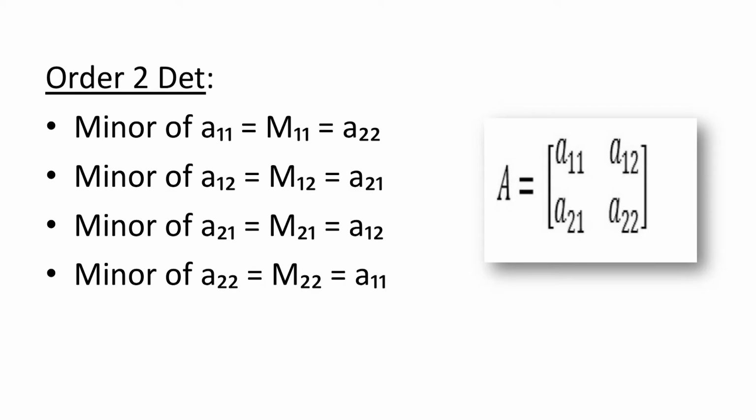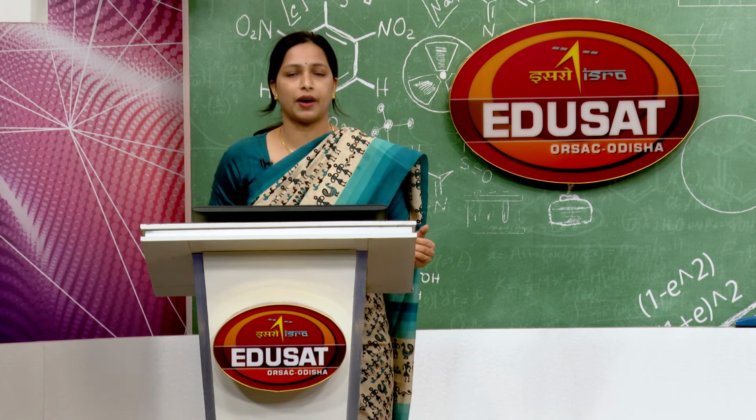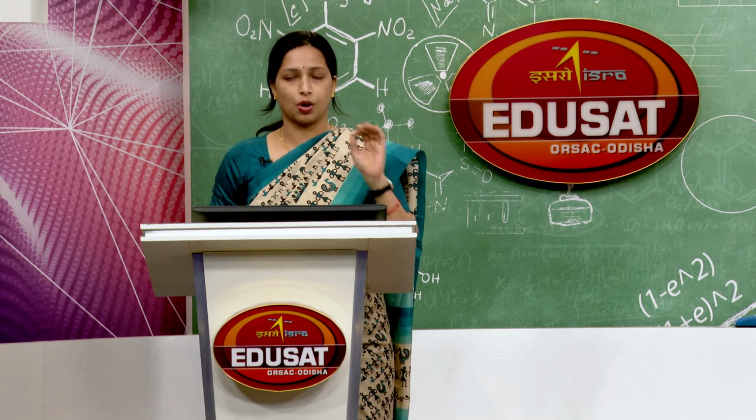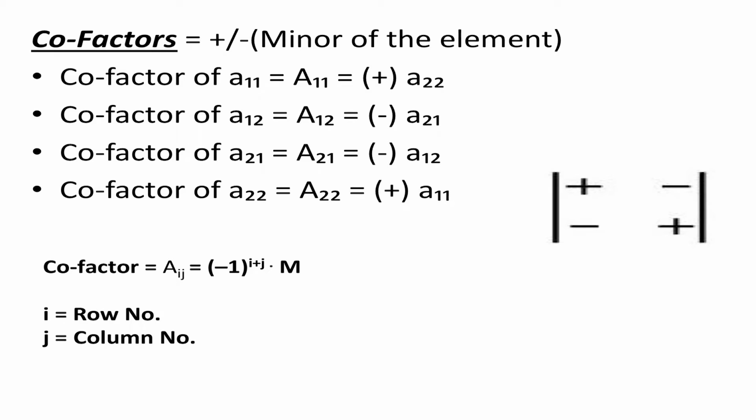So, we have already discussed the order 2 determinant minors. So, the minor of A11 will be A22, the minor of A12 will be A21, the minor of A21 will be A12 and the minor of A22 will be A11. Now, how do we find out the cofactors of this order, right? Now, the cofactor of A11 will be plus.